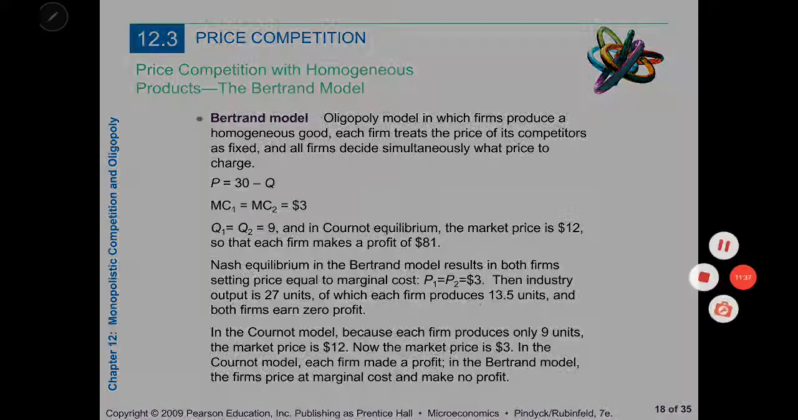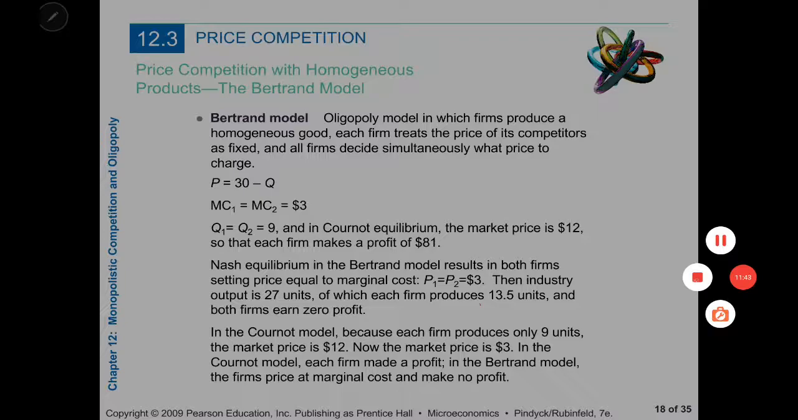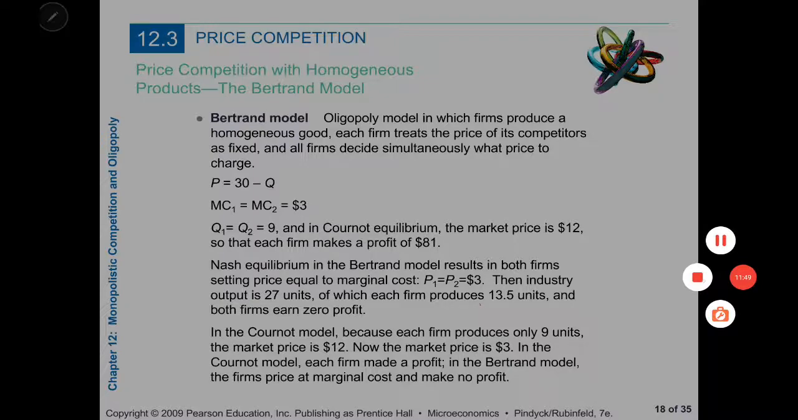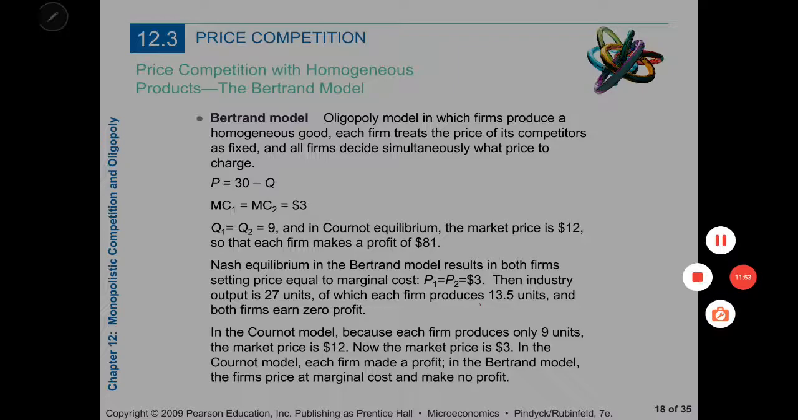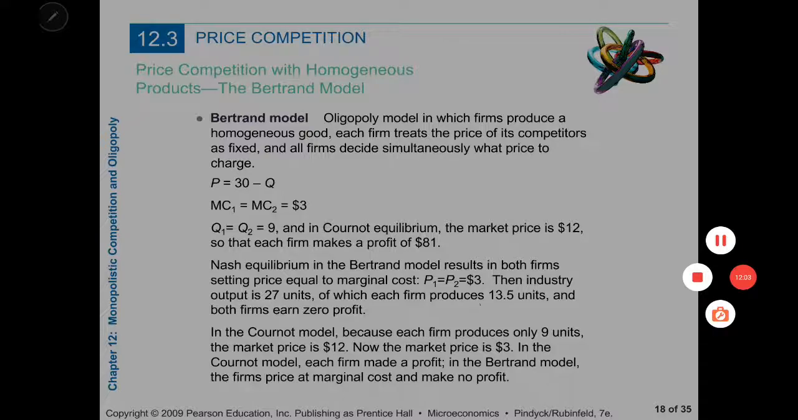Now I'm going to stop here, and we will continue with models on price setting strategy. All these two models just now, the Stackelberg and the Cournot model, are essentially quantity setting strategies, right? They decide Q1 and Q2. So the next models that we're going to explore in the next video will be on price setting strategies of an oligopoly firm.